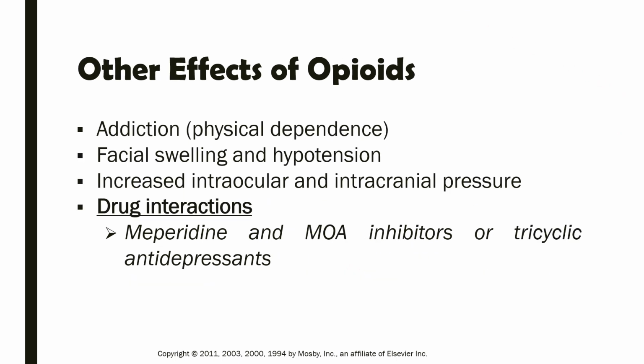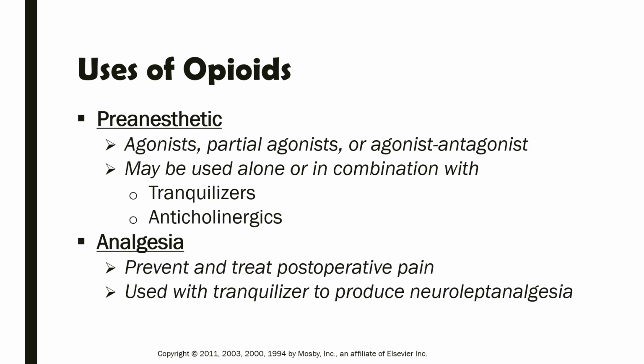Other effects of opioids: they can cause addiction or physical dependence in humans. There is also facial swelling and hypotension, increased IOP, and intracranial pressure. The opioids are used as preanesthetic agents, so the choice of whether we are going to use a pure agonist, partial agonist, or a mixed agonist-antagonist will depend upon the procedure and how long it is going to take. The opioids can also be used alone or in combination with tranquilizers. We also have the anticholinergics or alpha-2 agonists.